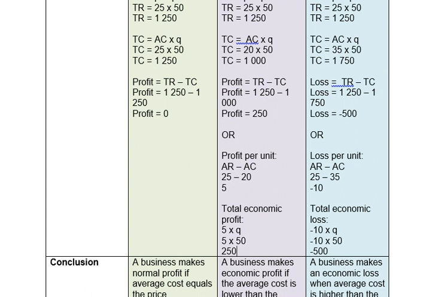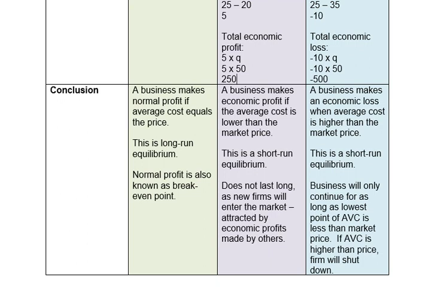Okay. This is all revision. We've done this in the previous 3 lessons. Okay, if we just look at the conclusion, a business will make a normal profit if my average cost equals my average revenue, or the price. Average cost equals the price, or average cost equals average revenue. Average revenue equals the price, all right.